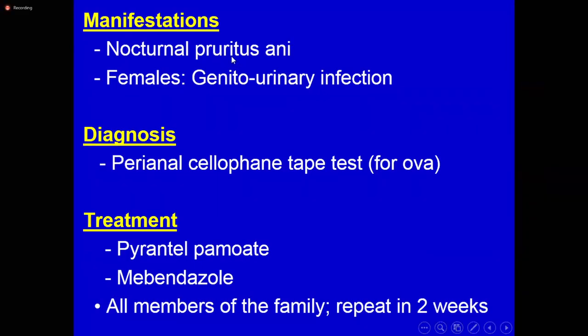Manifestation: nocturnal pruritus ani, meaning itching around the anus. In females, they can cause genitourinary tract infection. How to diagnose? We put perianal cellophane tape around the perianal area, so the eggs will stick on that tape. Then we can examine the tape for eggs, for ova. Treatment: pyrantel pamoate, mebendazole, and the individual should be treated and the family members should be treated because it is infectious to the family. The treatment can be repeated in 2 weeks' time, just to make sure a cure has been achieved.